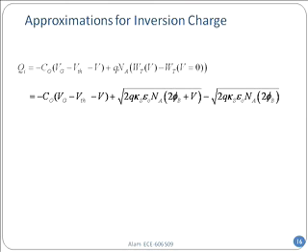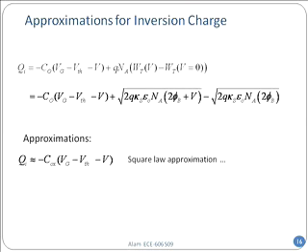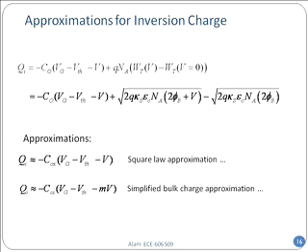But if you wanted to keep the whole thing, it's no rocket science, because you can see how to handle this. So this was the square law. This was the simplified bulk charge. So we could handle that, no problem. Very simple integral. But the original integral is not impossible either. You can see it works very easily.